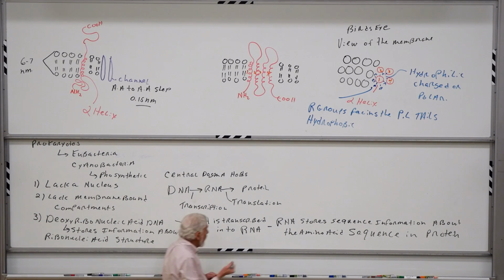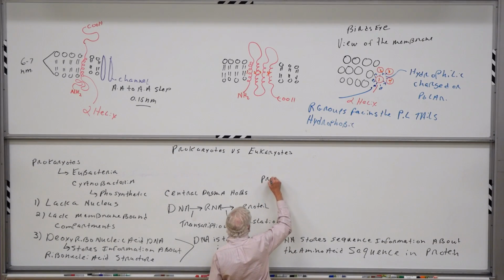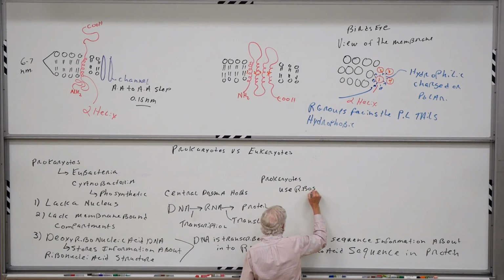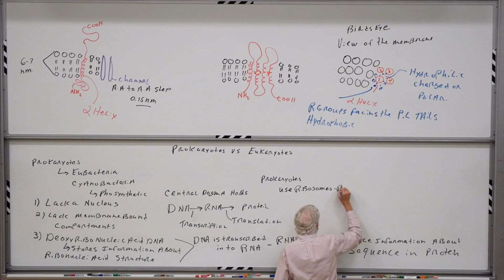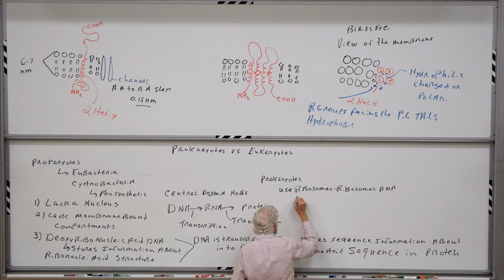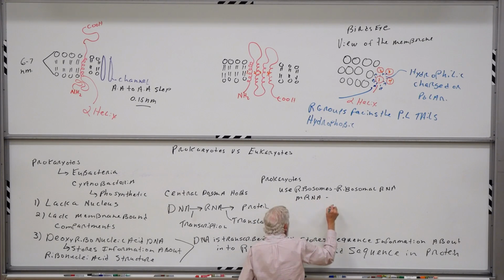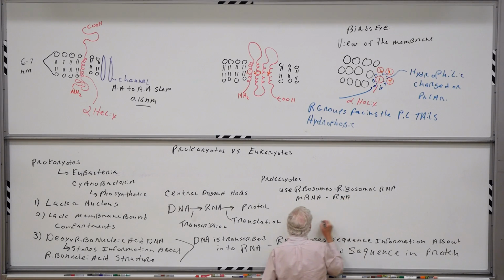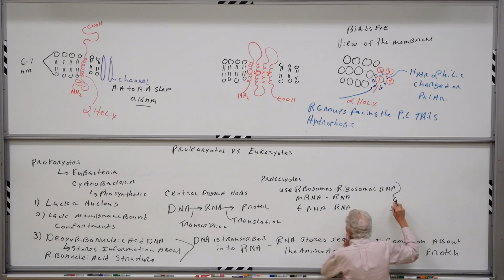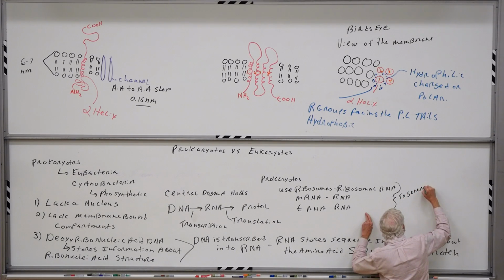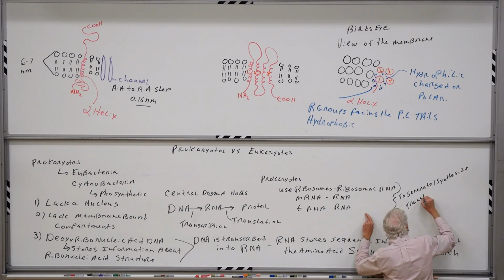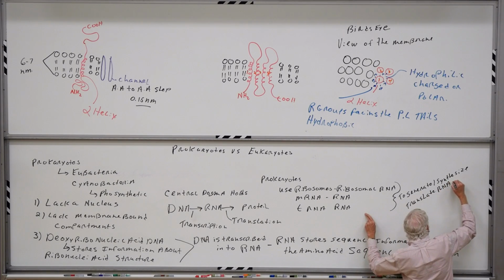The other point I want to make here is that prokaryotes use ribosomes made predominantly of ribosomal RNA, and they use messenger RNA made of RNA, and they use transfer RNA made of RNA to work in concert to generate, you can read synthesize, you can read translate, RNA into protein.